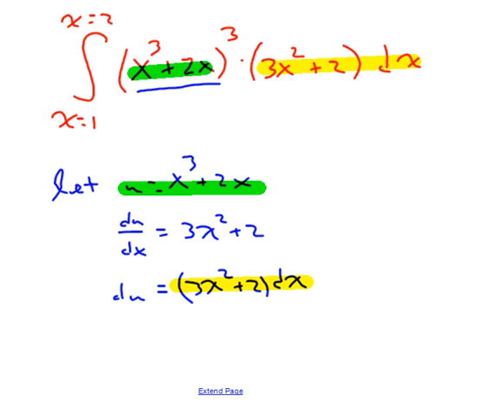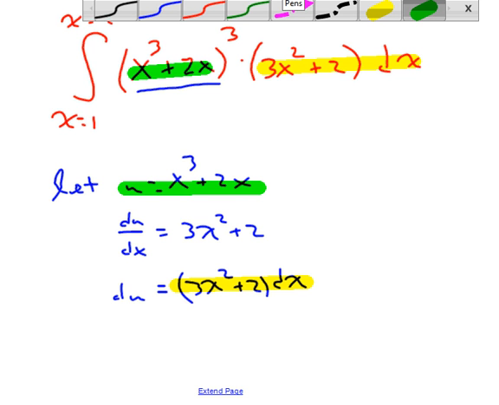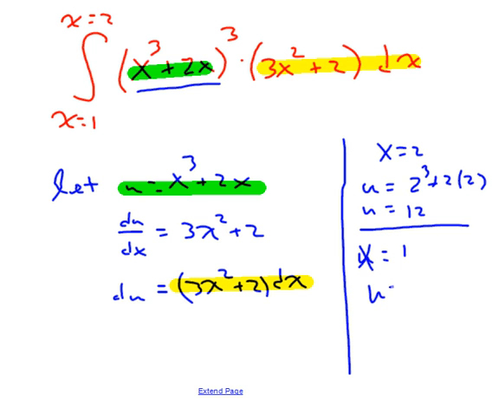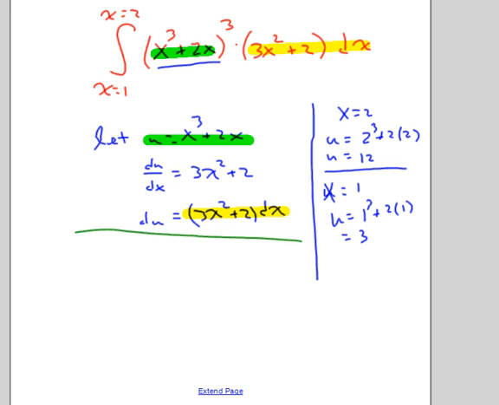So we can re-express this integral, but before we do that, let's change our x limits to u limits. When x equals 2, u equals 2 cubed plus 2 times 2, which is 12. And when x equals 1, u equals 1 cubed plus 2 times 1, which is 3. Therefore, we can rewrite our entire integral in terms of u.